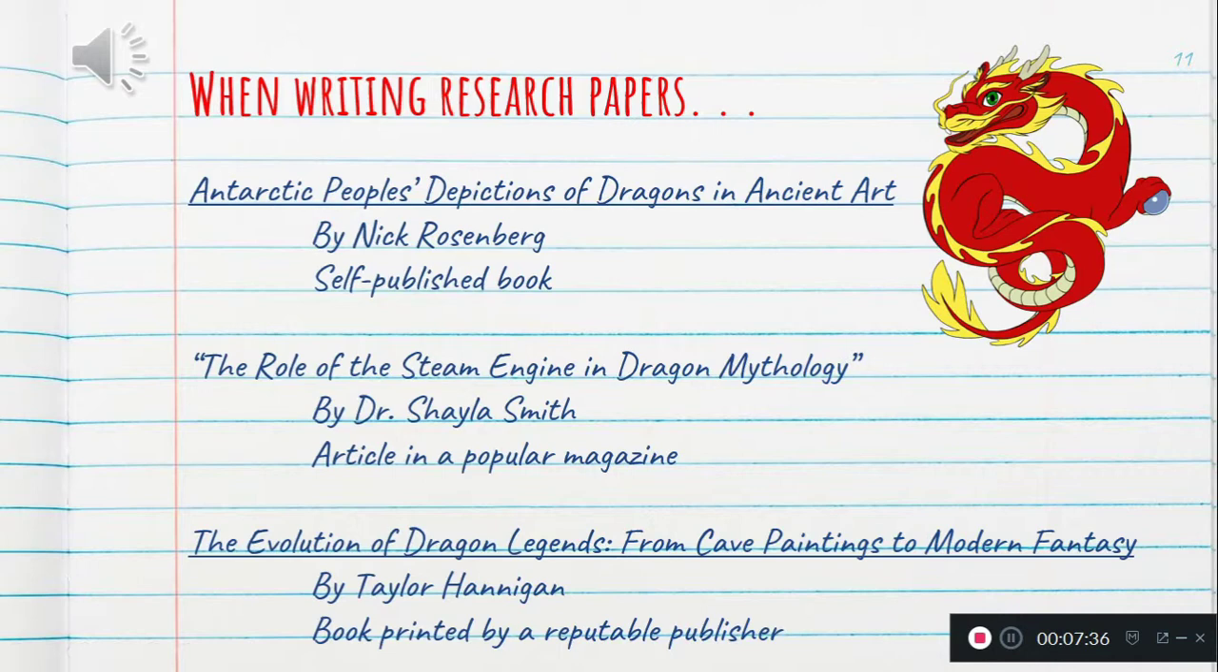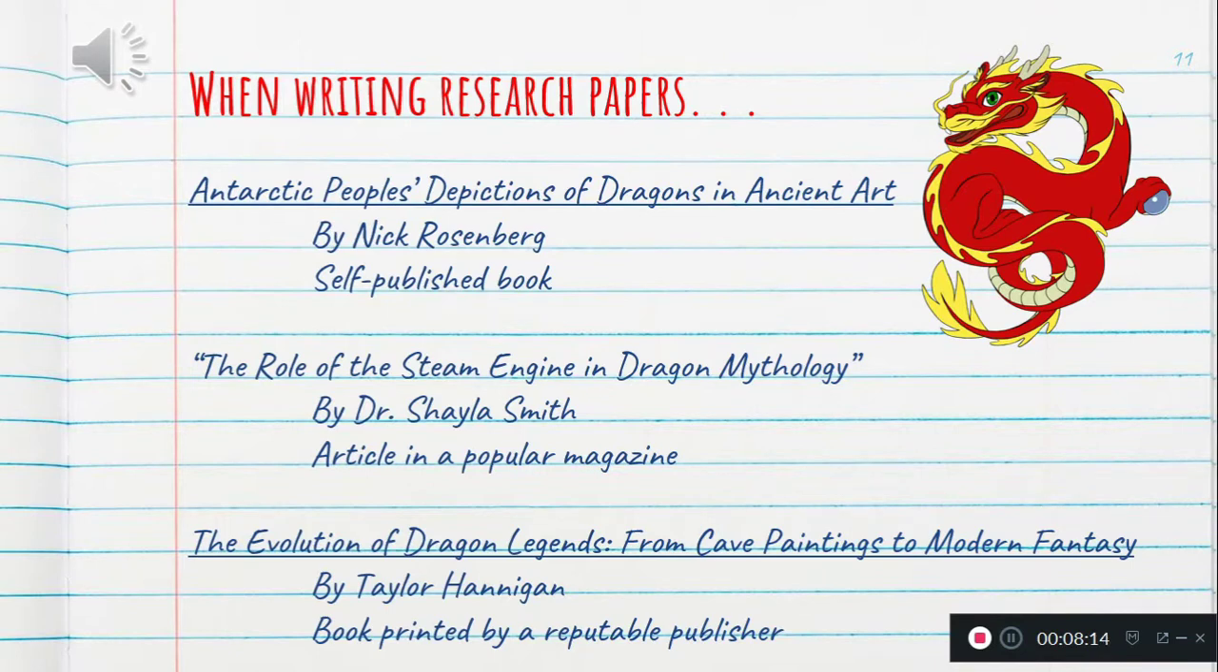Here are 3 example sources for us. Let's start right at the top. Our first source is called Antarctic People's Depictions of Dragons in Ancient Art. It's written by somebody named Nick Rosenberg, and it's a self-published book. This may sound like something that will work for you, but after some research you realize that there are no civilizations in Antarctica. No ancient civilizations are ever proven to have ever existed in Antarctica. So how could Nick Rosenberg have possibly written a whole book about something that is not proven to have ever existed? Looking at the book, you notice that it's a self-published book.